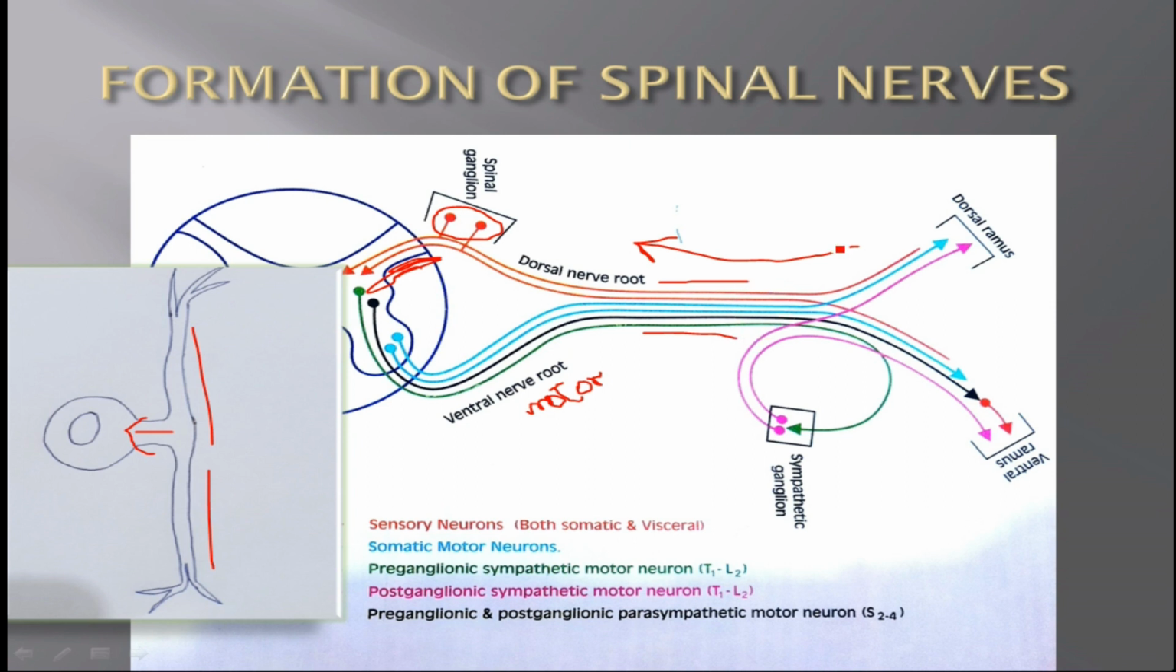Then this spinal nerve further divides into the dorsal ramus and the ventral ramus. We'll discuss these rami later, and the sympathetic ganglia are of prime importance in the anatomy of the spinal nerves. We'll see what it is.